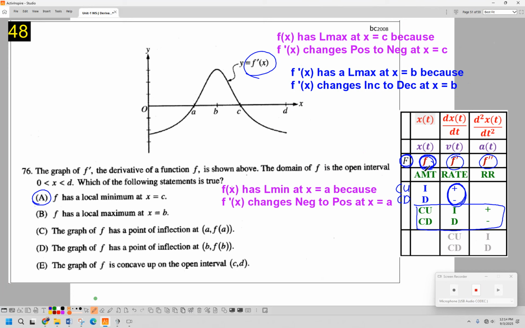Okay, the bell's going to ring. Stay with me for a second. So this one's also false. The correct statement is item D. F has an inflection point at point B. So item D is the correct answer because at point B, f prime changes from increase to decrease, which would tell you that if you could see the graph of F, you would see it changing concavity. Good job, you guys. Cool.